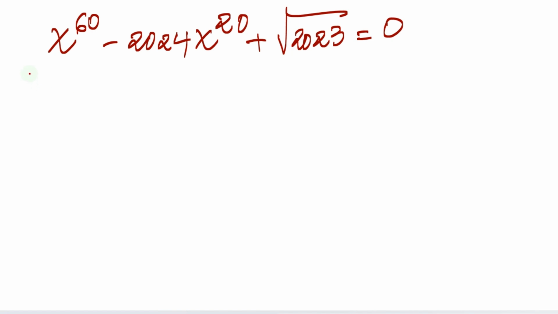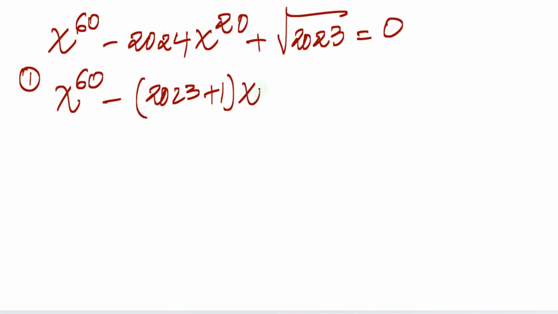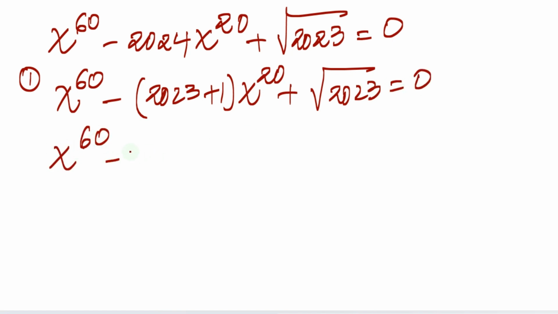So let's solve this, guys. The first method, let's say the first method here, I'm gonna do some simplification. I think the second method is the easiest one, so I'm gonna say this is x to the 60 minus 2024. I'm gonna write it as 2023 plus 1, which multiplies x to the 20 plus square root of 2023, and this is equal to 0. So now I'm gonna have this.